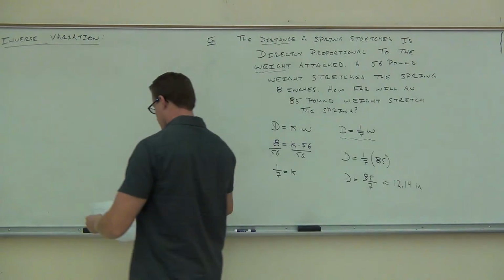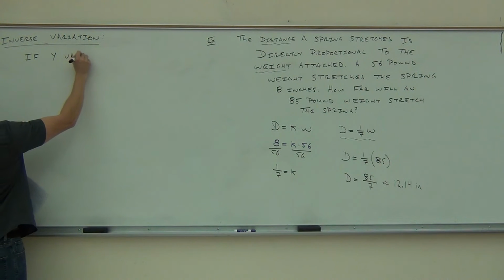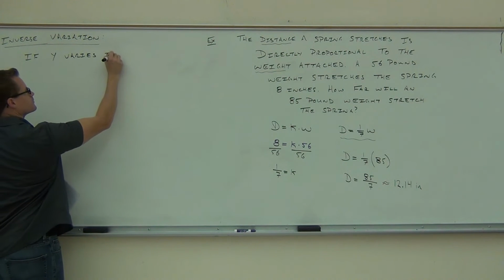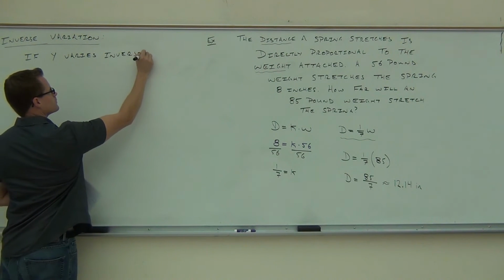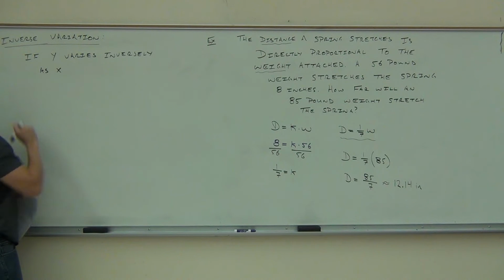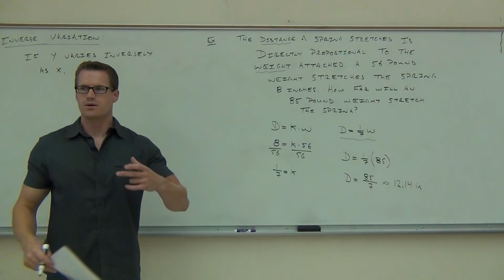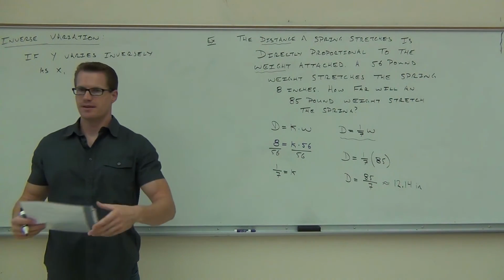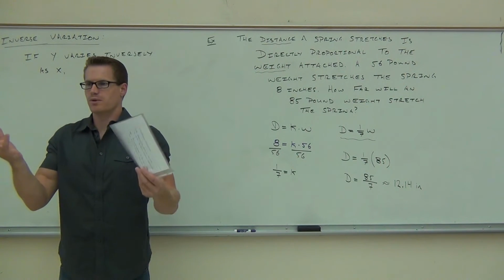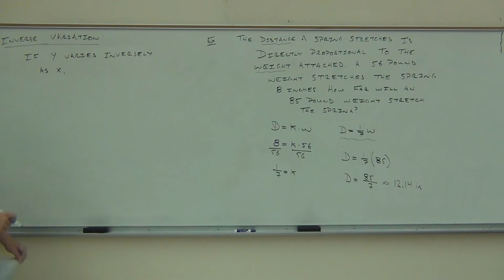Here's the idea: with inverse variation, we'll use some variables here. If y varies inversely as x. So the key word for us in this context is inversely. If y varies inversely as x, then y goes down as x goes up. And this is the opposite of direct. In direct, x went up and y went up. In this case, x goes down and y goes up, or x goes up and y goes down. It's that relationship.